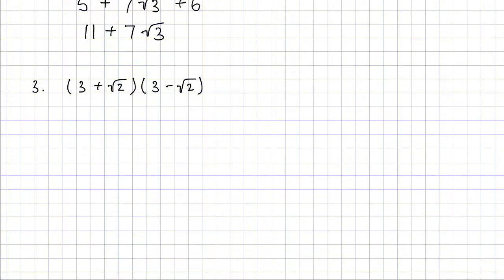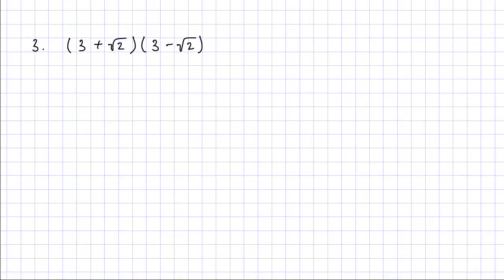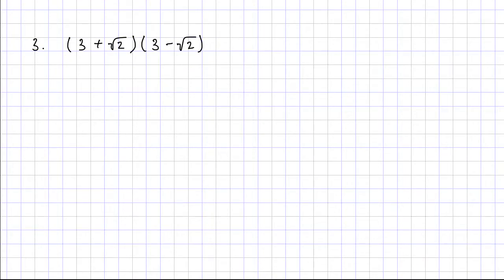Now this third question, I would like you to have a go at this first. So have a go at this question. Pause the video now and have a go at this question. Simplify it all the way down and see what happens.